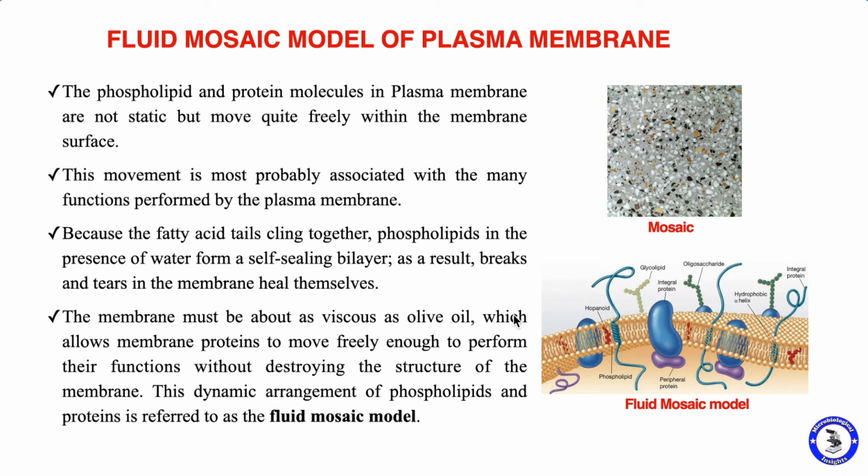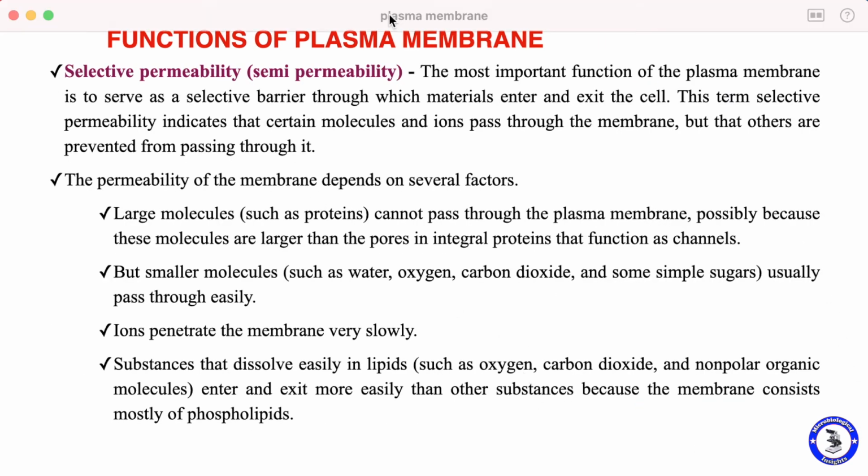Okay, I think you clearly understand this. Let us move on to the functions of the plasma membrane. The first important function is selective permeability. The other name for selective permeability is semi-permeability. From the name itself you can understand that it can select particular molecules to pass through it. It can prevent some molecules from entering the membrane. This is selective permeability.